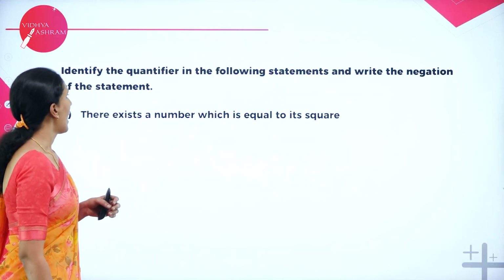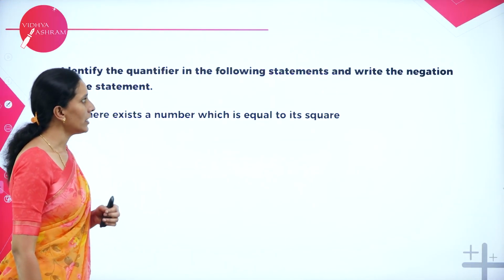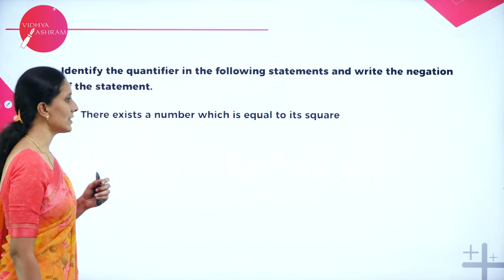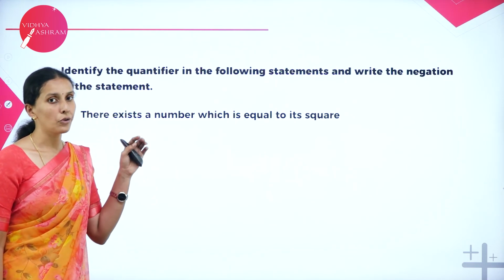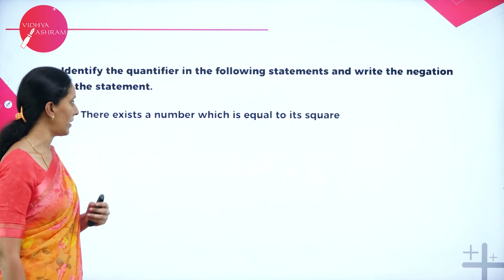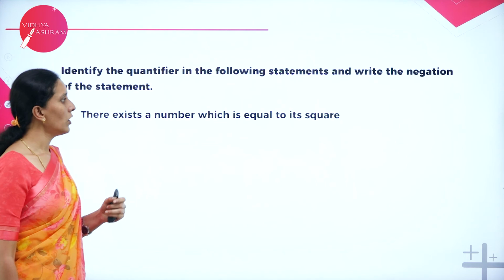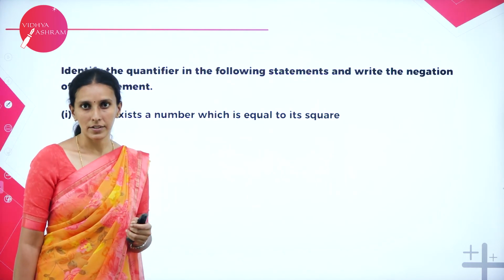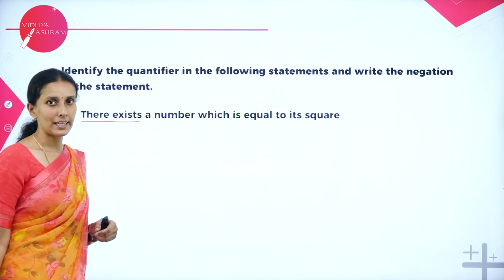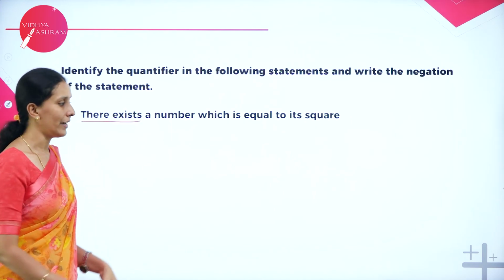So here, identify the quantifier in the following statement and write the negation of the statement. First we have to find the quantifier and then we will negate the statement. There exists a number which is equal to its square. So here what is the quantifier used? There exists. So how to negate it?